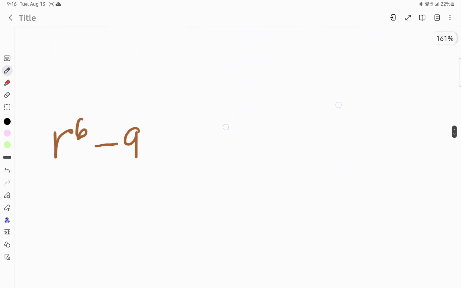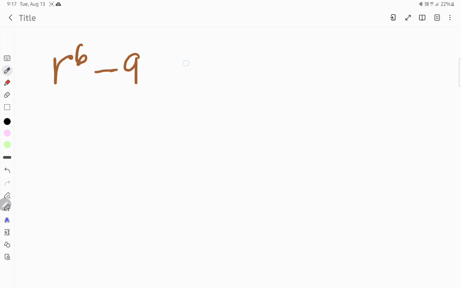Let's have another one. This one. We identified this one earlier as a difference of two squares. So once again, let me just write that.